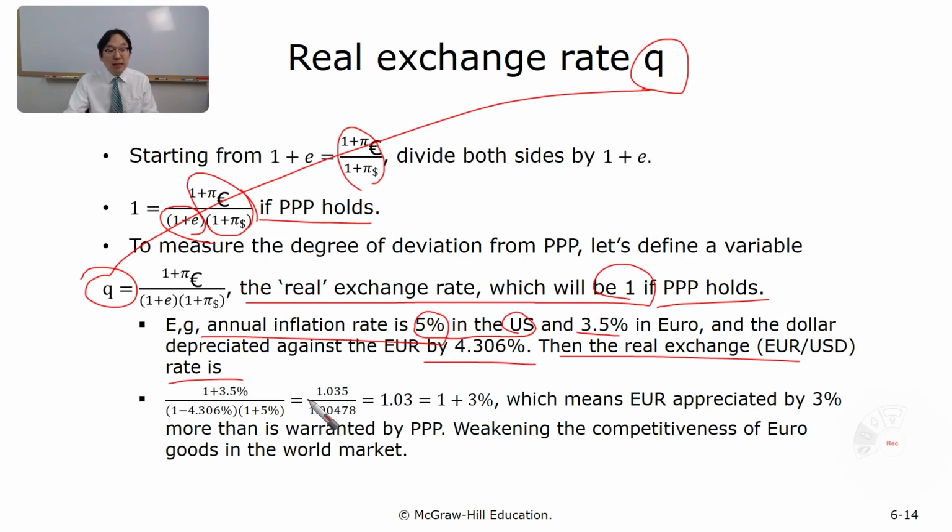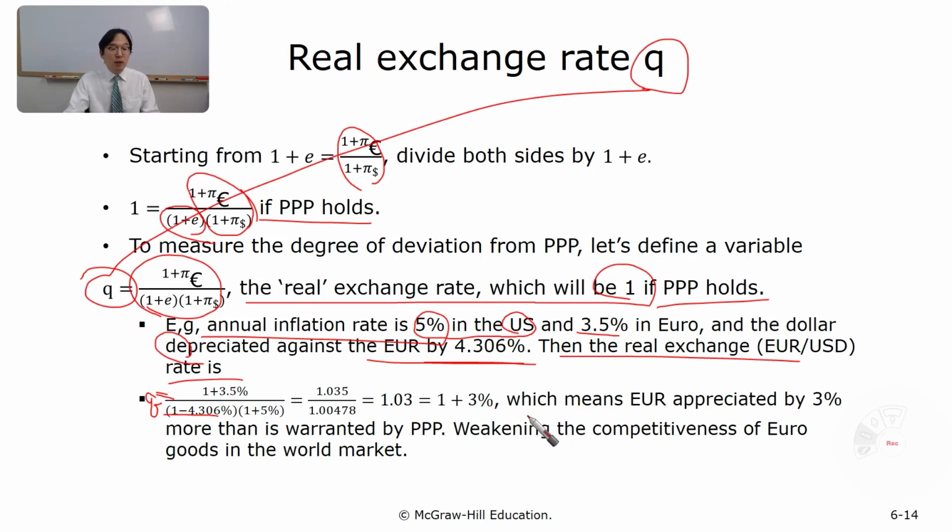Euro to dollars: for each US dollar, how much is it in euro terms? The real exchange rate is calculated like this, using this relation. Stick in the 3.5% euro inflation rate over here, and then the 5% inflation rate of the US over there, and then 1 plus e, but I said it's depreciated, 4.306%, so 1 minus 4.306%. There's a depreciation against the euro; your foreign currency depreciated against the domestic currency. Now, if you do the numbers, you will figure out that the q will be 1.03, which is 1 plus 3%, positive 3%.